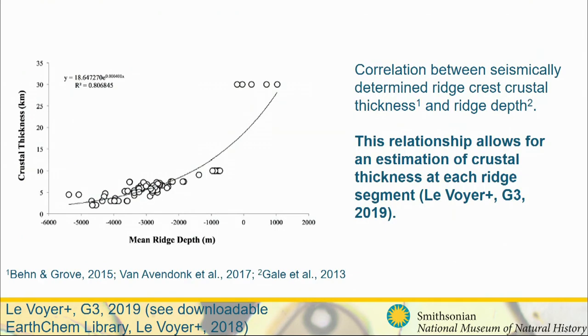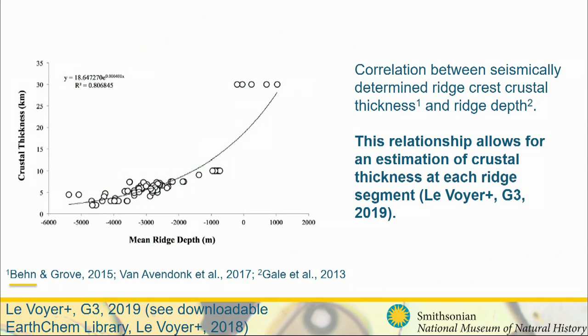And then Marion Le Voyer went a step further. Looking at crustal thickness as a function of ridge depth, looking at the correlation between seismically determined ridge crest crustal thicknesses and ridge depth from the GALE catalog, she was able to create a relationship that allowed her to extrapolate the crustal thickness for every segment on the planet. And of course, the seismic constraint catalog comes from Mark Behn, who's another member in the audience from the DCO community.